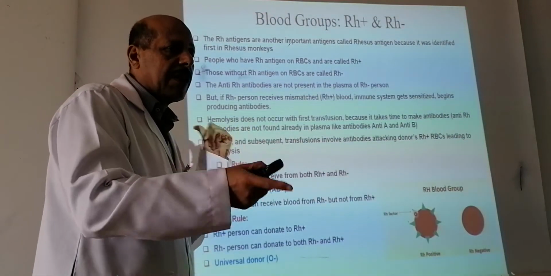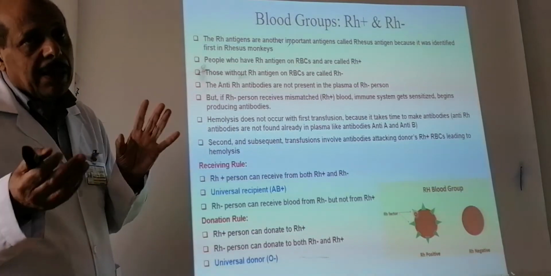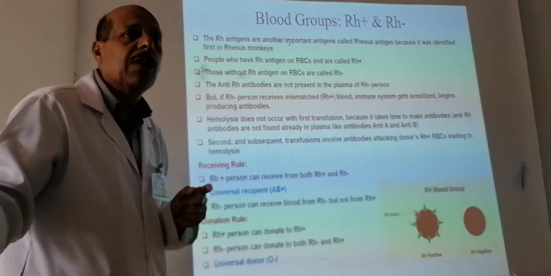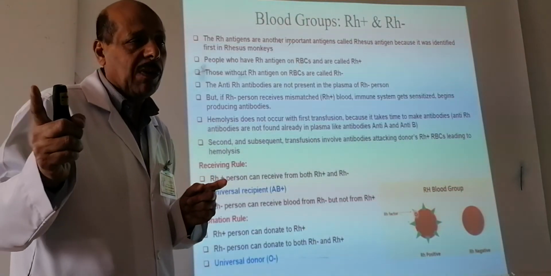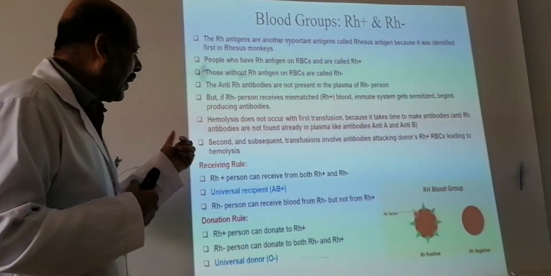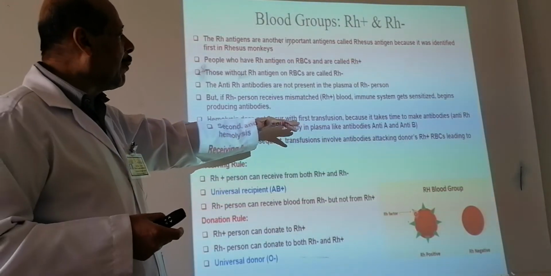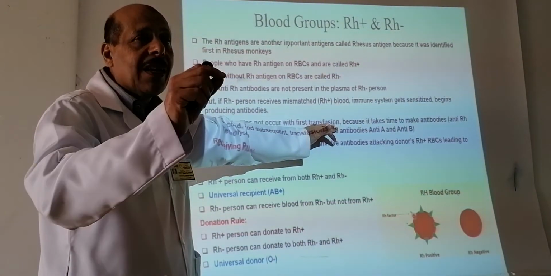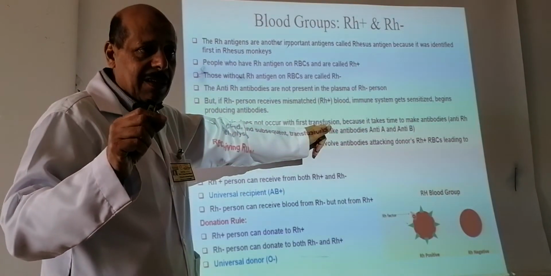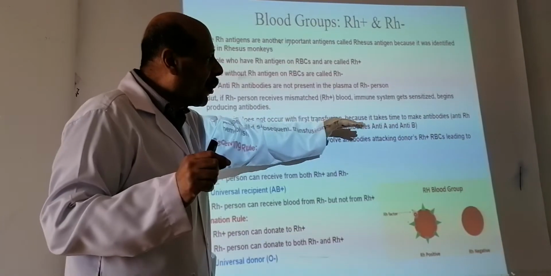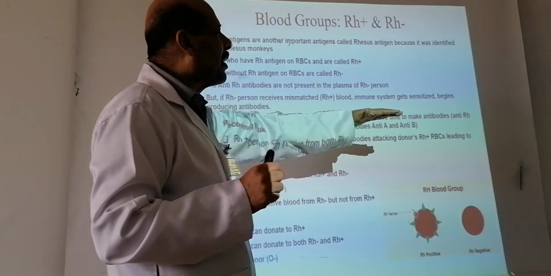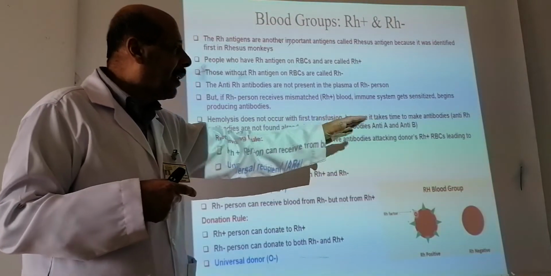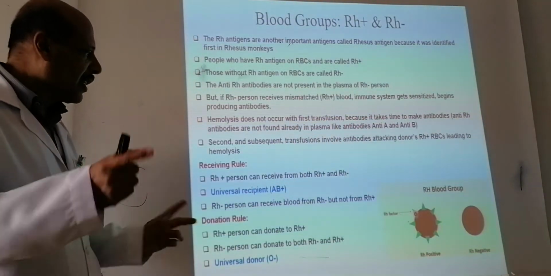So the difference between the rhesus factor and the ABO system is that the antibody might be there if you are exposed to the Rh positive group, but normally there is no antibody. Hemolysis does not occur with the first transfusion. Why? Because the antibody is not there yet. One exposure makes the antibodies against Rh positive, and they are not already found in the plasma like the antibody of A and B. So this is the difference.